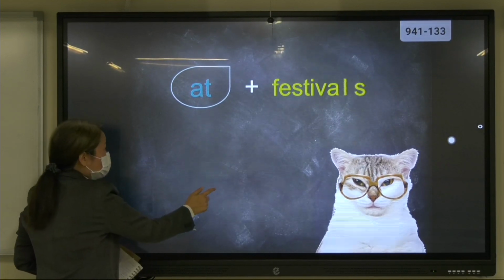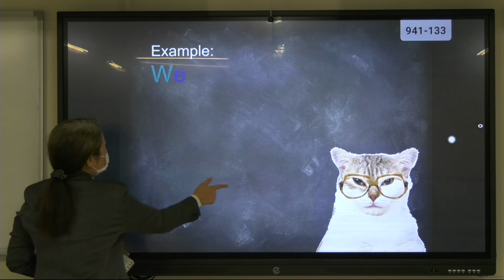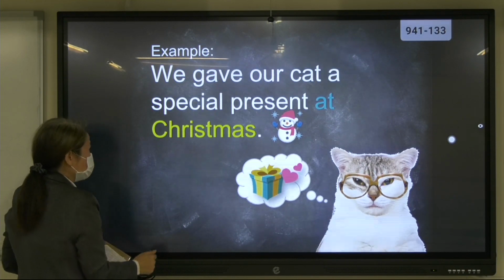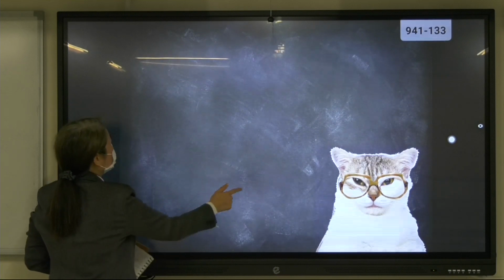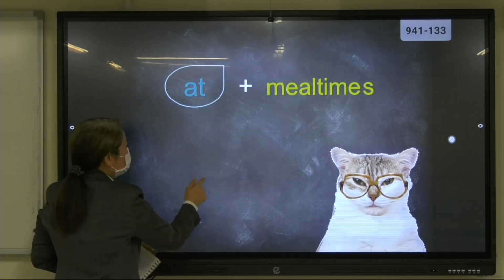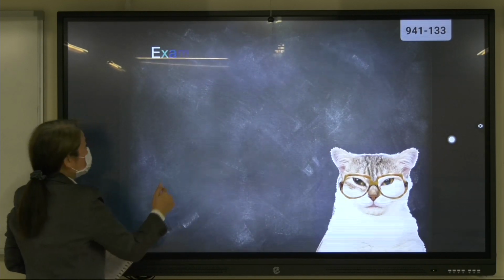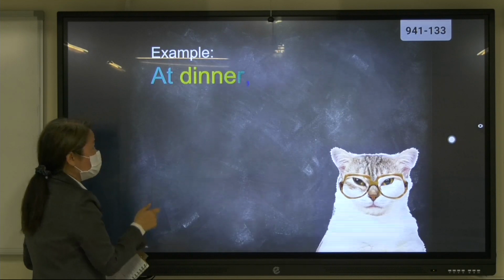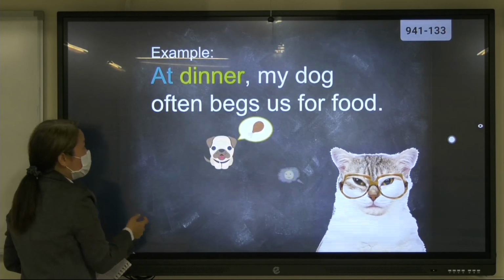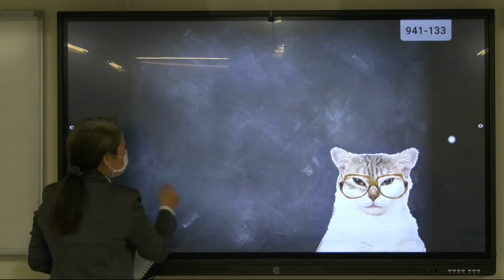We use at to talk about festivals. For example, Christmas. Okay, we gave our cat a special present at Christmas. Also, we can use at to talk about meal times. Meal time, breakfast, lunch, dinner. For example, at dinner, my dog often begs us for food.